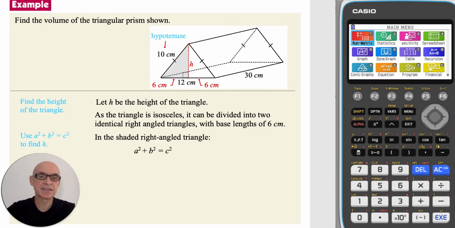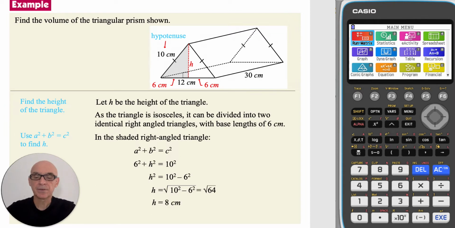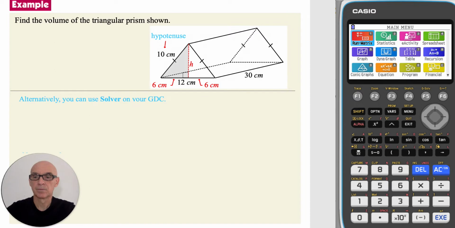Identifying 10 centimeters as the hypotenuse, the longest side opposite the right angle, substituting in the values, subtracting, simplifying and square rooting, gives h is equal to 8 centimeters. Alternatively, we can solve the equation on the calculator.